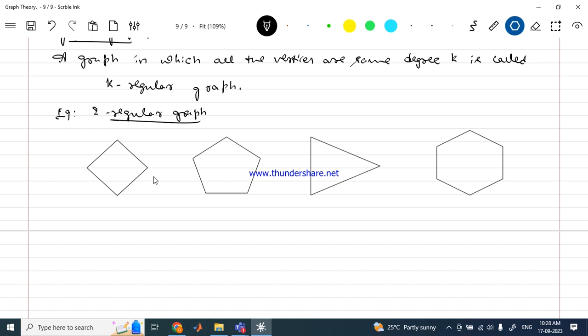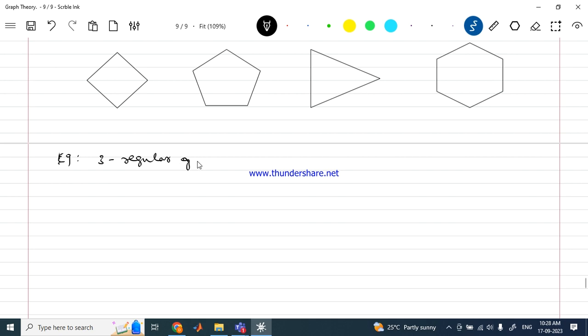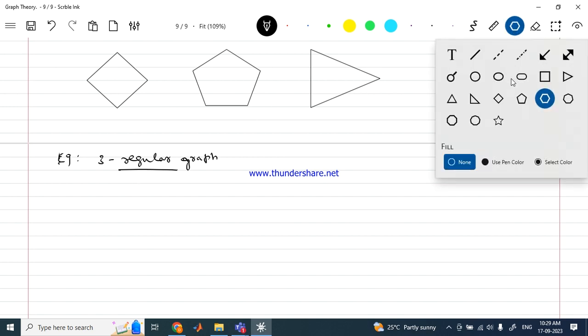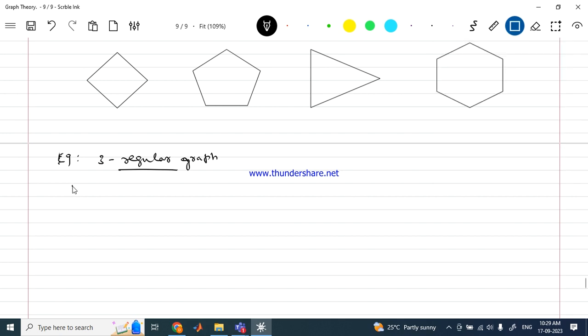And 3 regular graph means degree of each vertex is 3. Okay, let me just see a few examples on that one as well. Examples of 3 regular graphs, and these are not the only set. You can increase this. So I just showed you that if I just say 2 regular graph, it is not something which is unique. You can have it in different shapes. That's what I just wanted to tell you through that example.